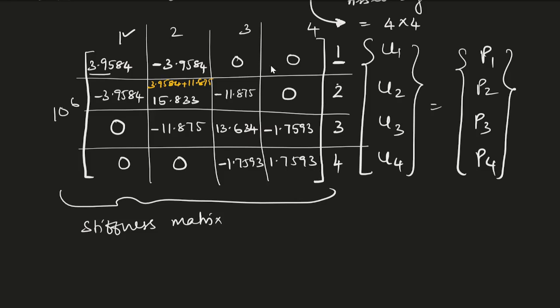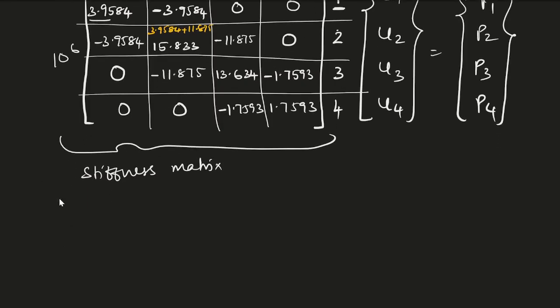The third one is that if you add all the elements of the first row, it should be equal to 0. So you can check it out. See, 3 plus 3.958 and minus 3.95, so it is equal to 0. The second row, if you add minus 3.958 and minus 11.8, it will give you 15.833, and similarly for the third and the fourth. So the addition of all elements of the row will be equal to 0. These are the steps you can use to find whether your stiffness matrix, your assembly, is right or wrong. Okay, now we did the assembly.